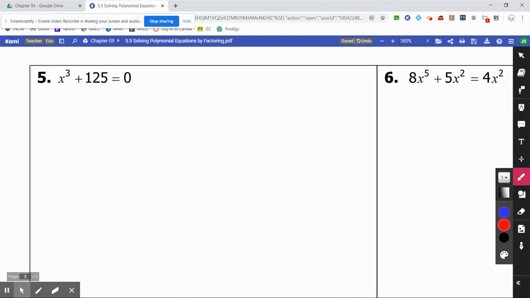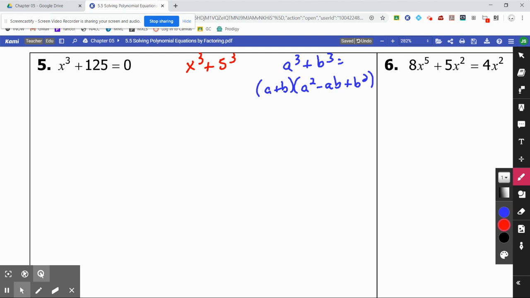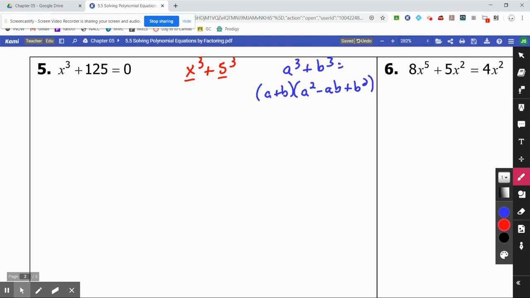Number 5, this is a sum of cubes. I'm going to rewrite it as x to the third plus 5 to the third. Here's your formula. Identify your a and b values in your formula. Your a value is x, your b value is 5. So therefore, this is going to factor into x plus 5, just plug it in for a and b, times x squared minus x times 5, which is 5x, plus 25. And now that's equal to 0, and now we're good.